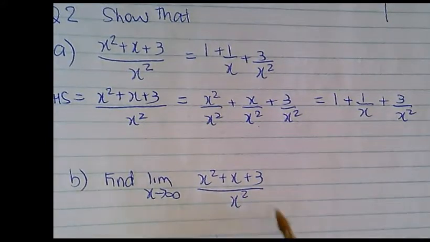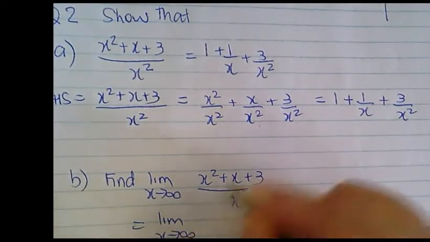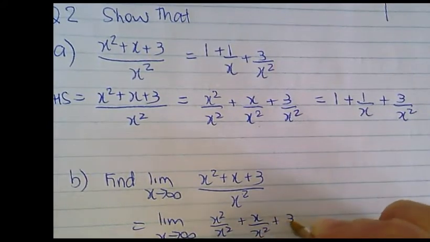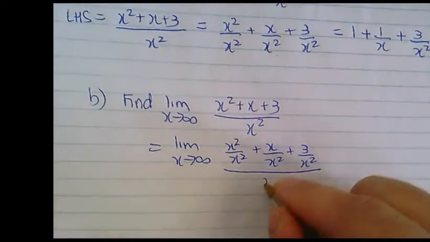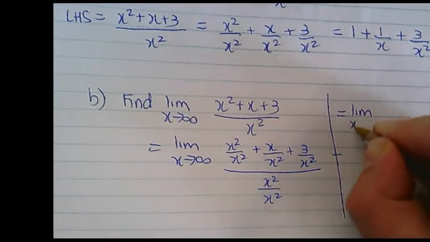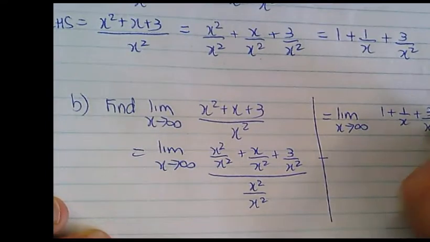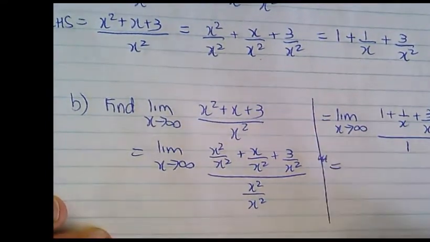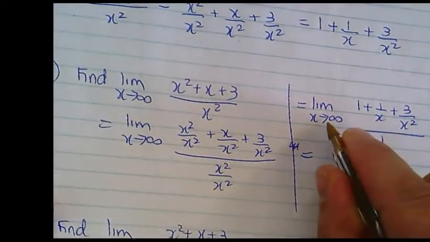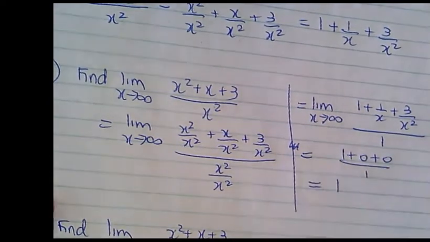You know how to do that? Divide each term by x squared. So the limit as x approaches infinity will be dividing each term by x squared. So it will just be, equals the limit as x approaches infinity of 1 plus 1 on x plus 3 on x squared over 1. Remember, we're dividing by the highest power of x squared. Substituting in x is infinity, you get 1 plus 0 over 1, which is 1.